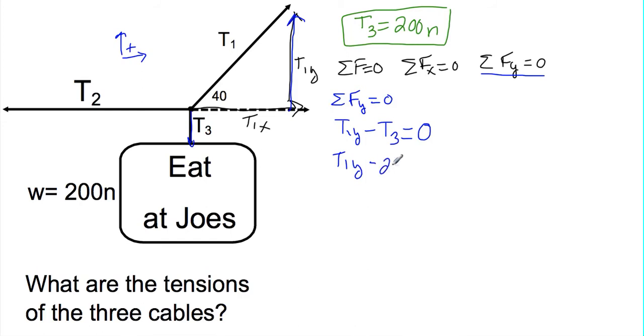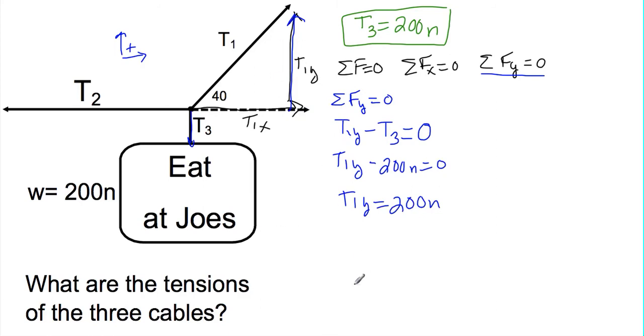Now filling in my numbers, T1y we don't know yet. T3 we know is 200 newtons, that equals 0, so then T1y is equal to 100 newtons. So it shows us that as long as you know one of these cable forces, we can use our ideas of equilibrium to eventually find what one of these forces is.